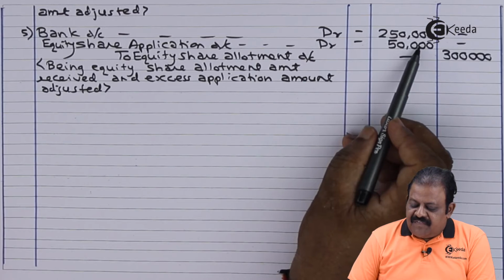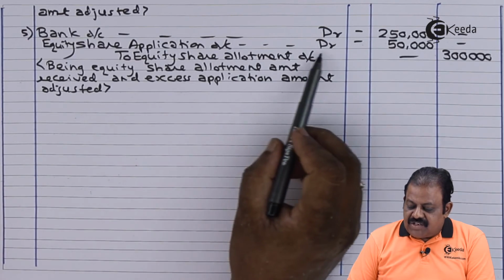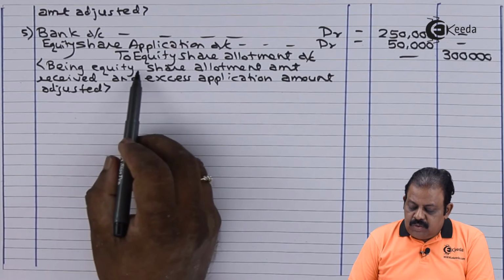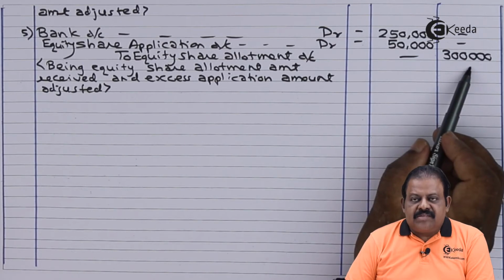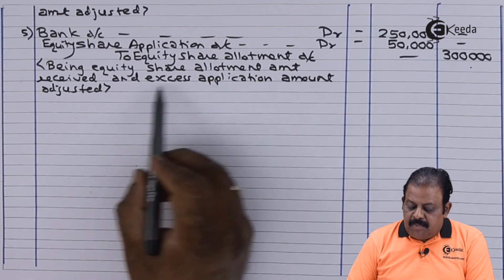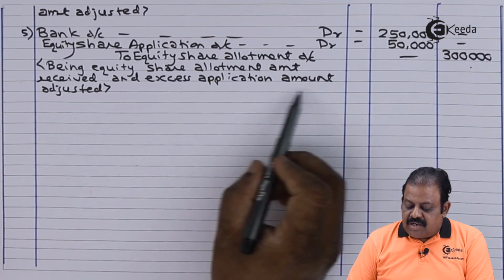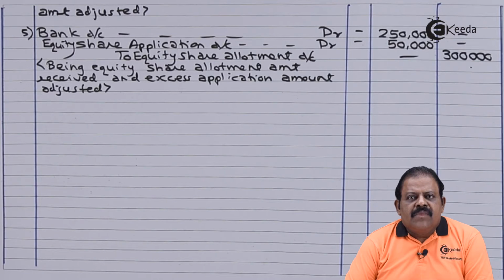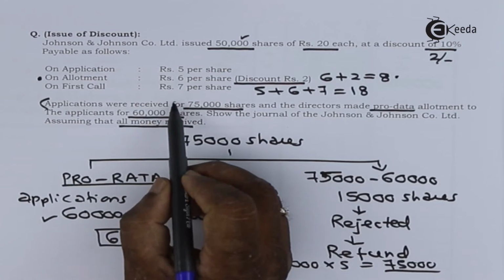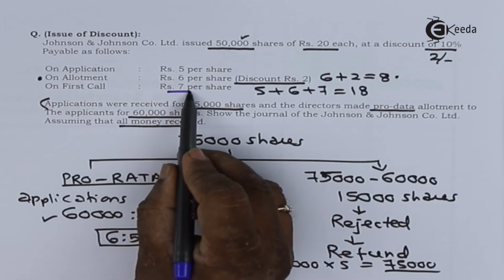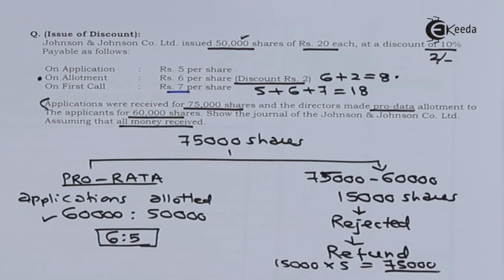Bank account debit 2,50,000. Equity share application account debit 50,000. To equity share allotment account 3 lakhs. Being equity share allotment amount received and excess application amount adjusted. Here we have completed allotment stage. Next stage is share first call stage. First and final call is of rupees 7 per share and all the shareholders have paid this amount. So we are required to first record entry for demanding first and final call.